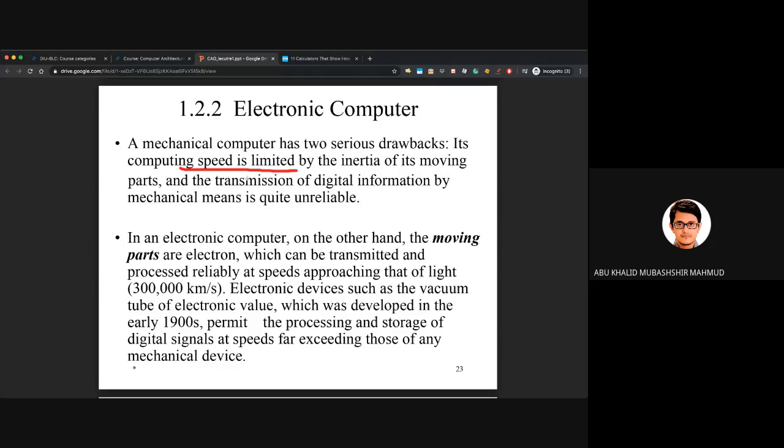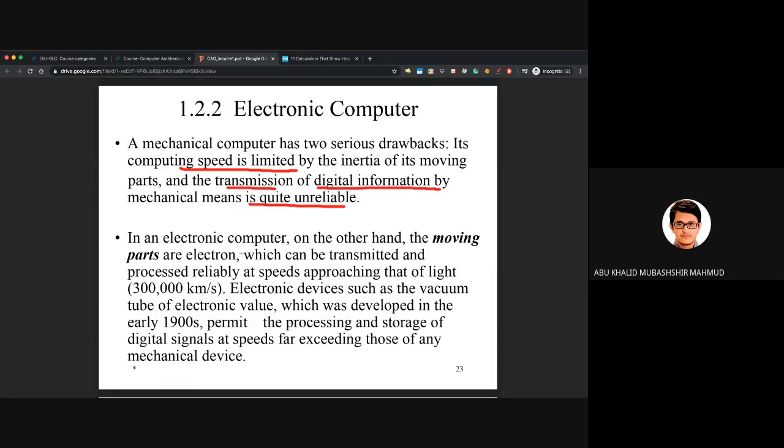Speed is limited, and digital information transmission is unreliable. So if you are asked what are the drawbacks of the mechanical computer, you give these 2 points and that would be all. If you are asked why we needed the electronic computer, the answer is the same: because of the drawbacks of the mechanical computer, we needed the electronic computer.